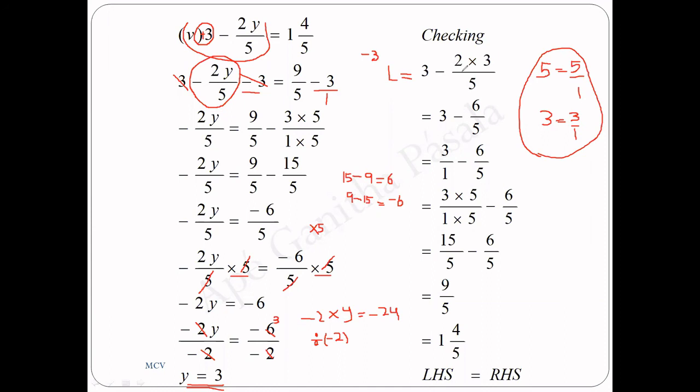3 minus 2 times 3. 2 into 3 is 6. 6 over 5. Now this 3 is a whole number and this is a fraction. As I told you, below all whole numbers, 1 is there. So you can write this as 3 over 1. Now you want a common denominator 5, otherwise you can't subtract this. When subtracting fractions, there should be a common denominator. So I will multiply both numerator and denominator by 5.